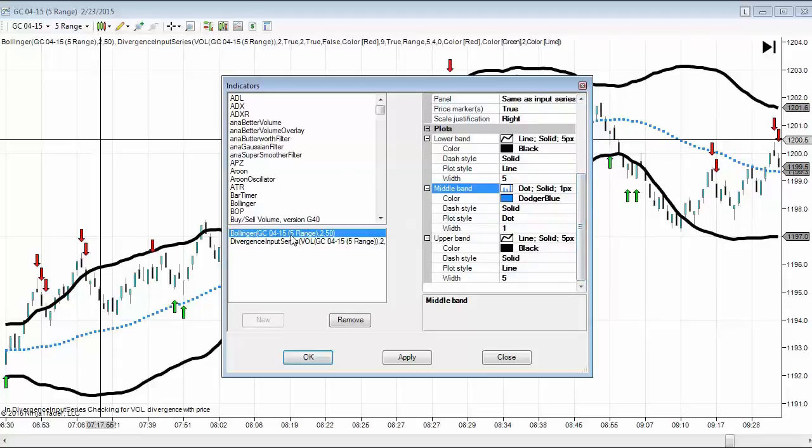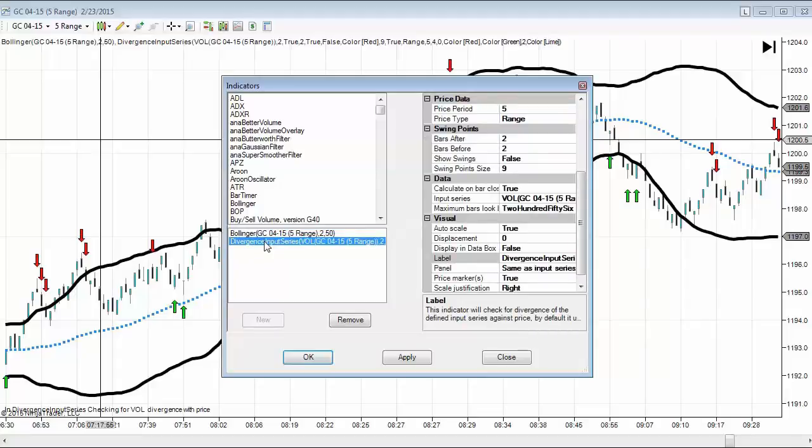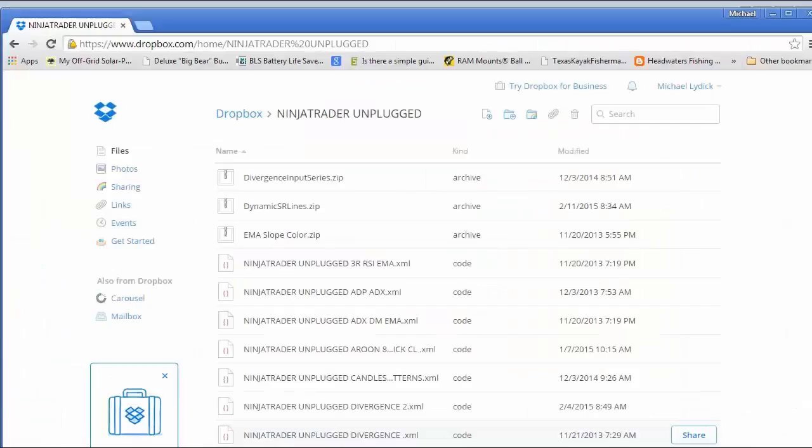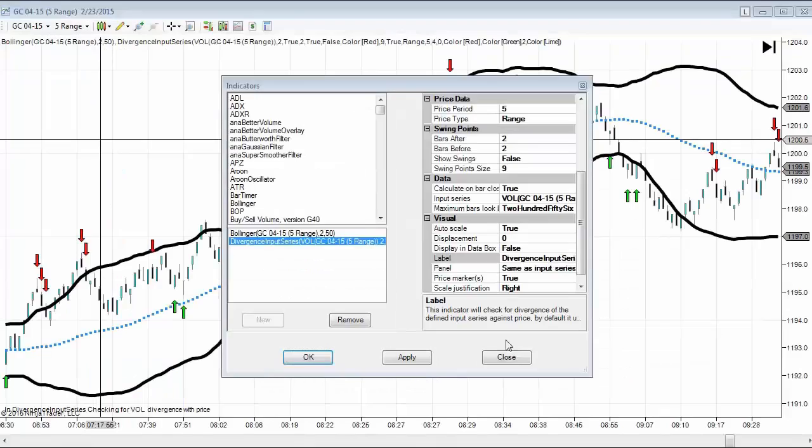But there's two indicators in here. One you've already got in your NinjaTrader list, and that's the Bollinger Band. And then the second is one of the indicators that I've given you in the Dropbox, the Divergence Input Series. So when you go to the NinjaTrader Unplugged Dropbox, you'll see that one of the indicators up there is the Divergence Input Series indicator. I give those away to everybody that comes through this pipeline here. So there's a total of 3 indicators that are included in there, and the one we're using is the Divergence Input Series. Now let's take a look at what we've got.